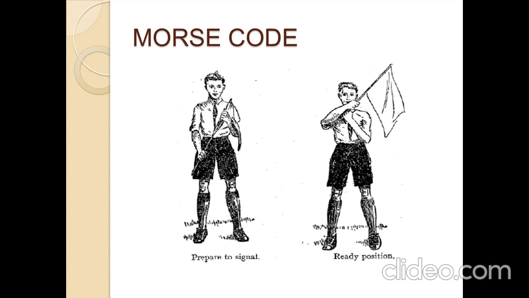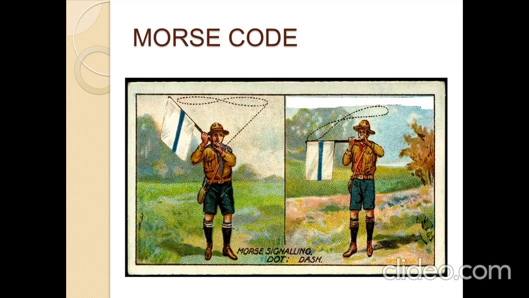Now, how to use the flag. The first picture shows how to get ready for signaling. And the second one is the ready position. The same picture is used in color here. Now, for did and da, you have to move the flag in a figure of 8. For did, shoulder to shoulder. For da, shoulder to right angle.